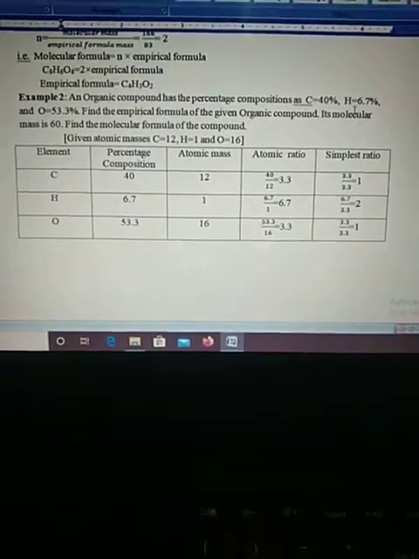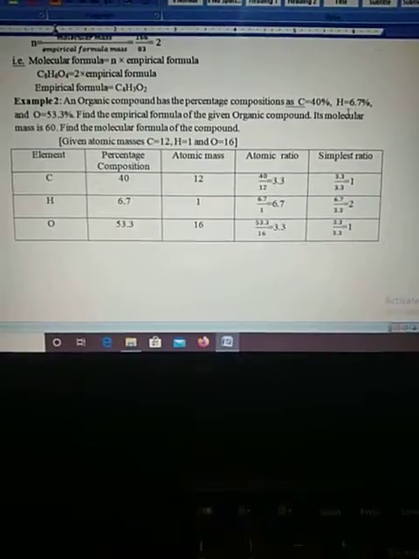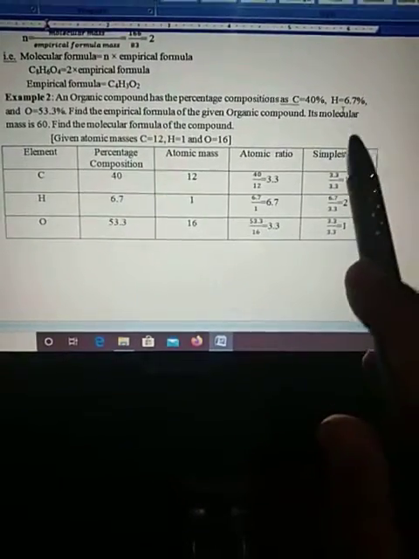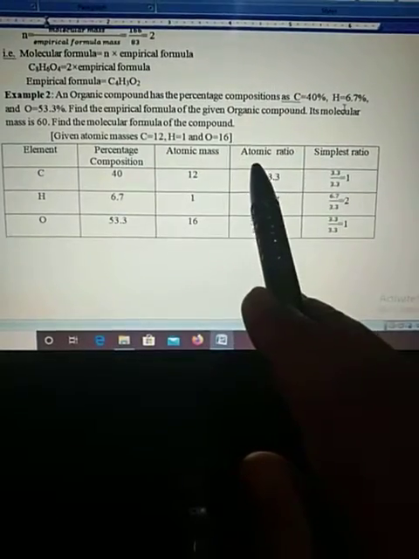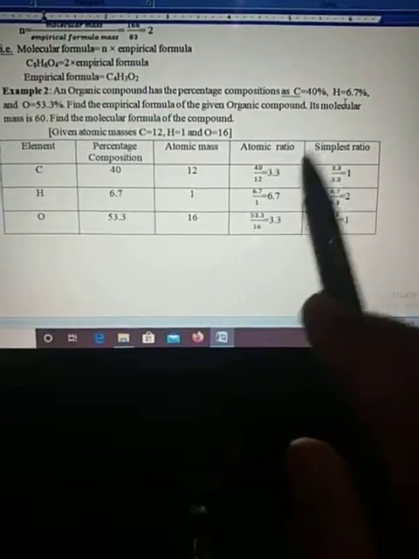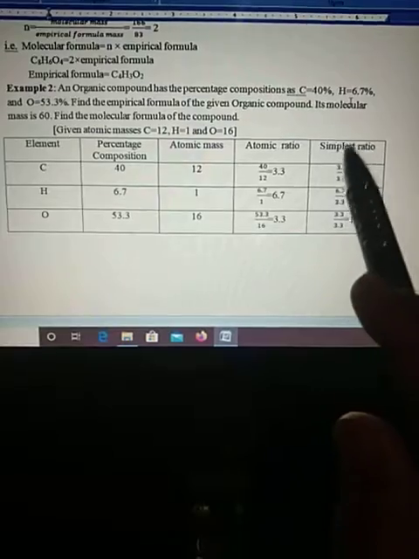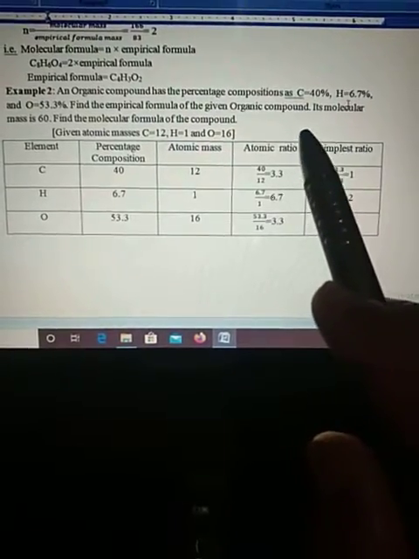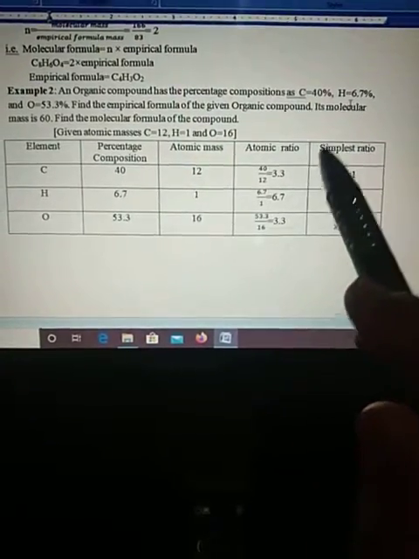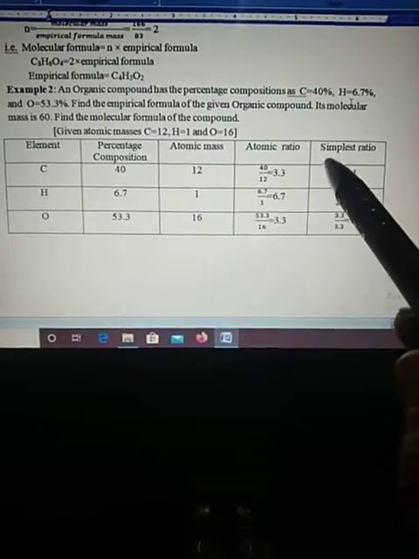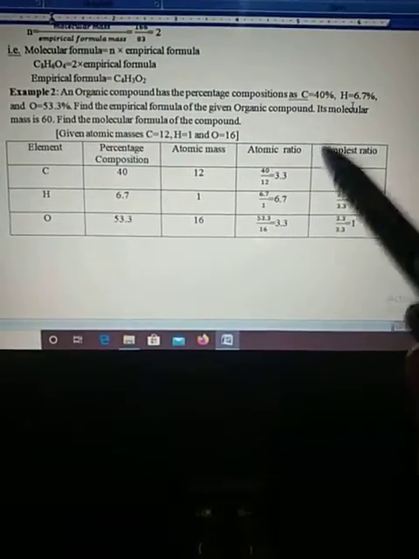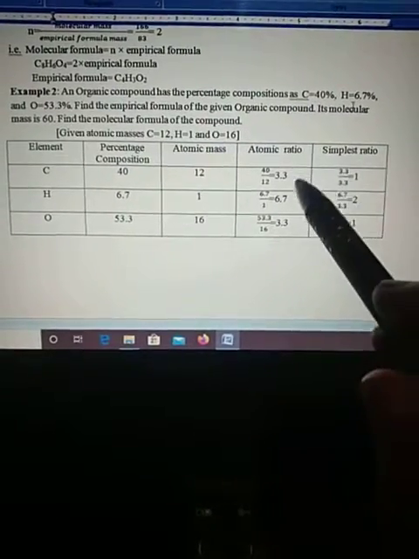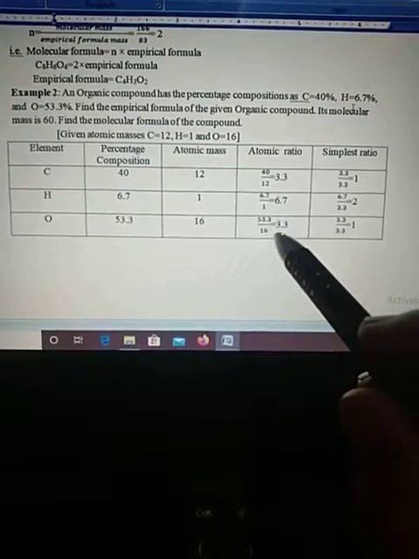Example 2. An organic compound has the percentage composition of carbon 40%, hydrogen 6.7% and oxygen 53.3%. Find the empirical formula of the given compound first, and its molecular mass is 60. So find the molecular formula of the compound. Finding the empirical formula from the given composition of an organic compound we have done in our previous class. After that we have the calculation of molecular formula. So for this again we'll do it in a similar way.